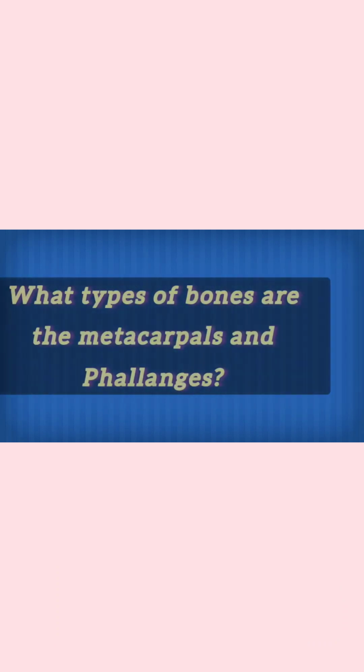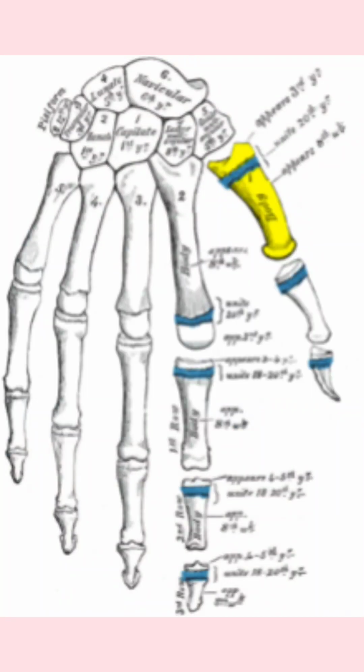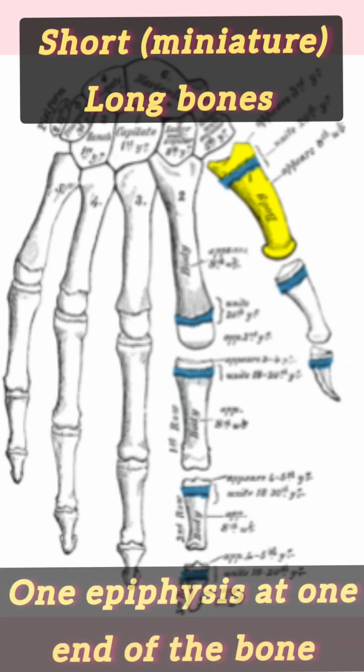Next question, what types of bones are the metacarpals and phalanges? All the metacarpals and phalanges are short long bones or miniature long bones. In these bones, there is only one epiphysis, at one end, either at the head or at the base. So, in the phalanges and in the first metacarpal, the epiphysis is at the base, and in all the other four metacarpals, the epiphysis is at the head.